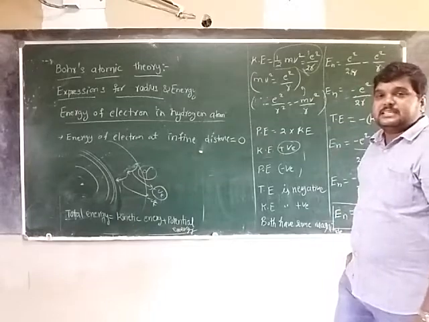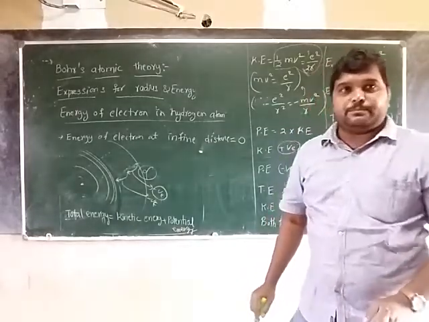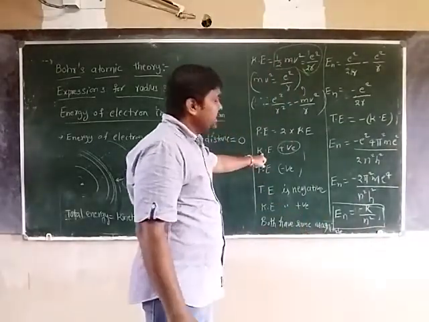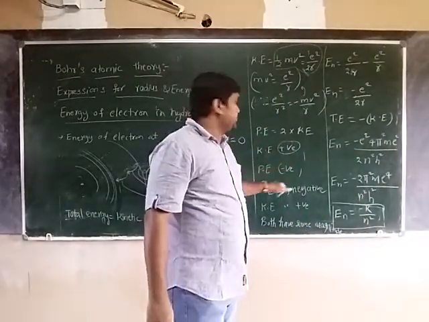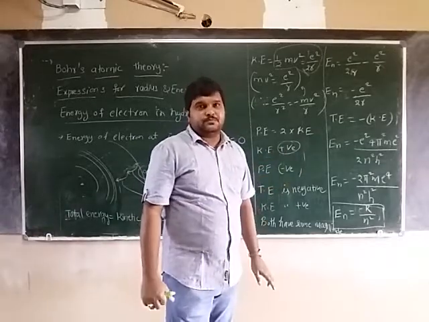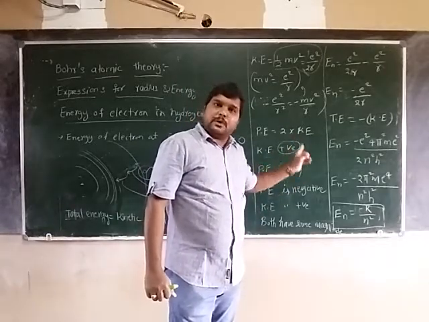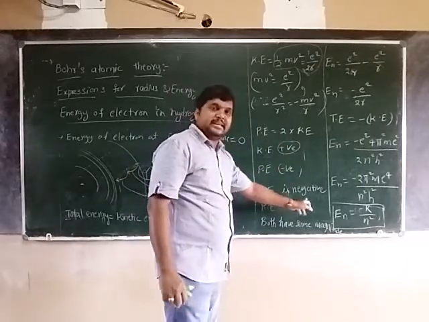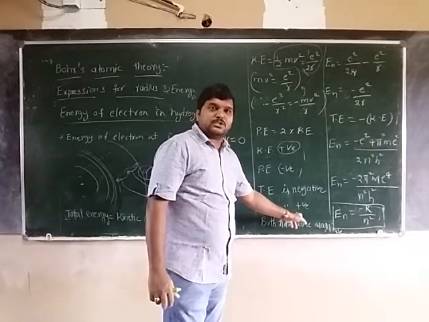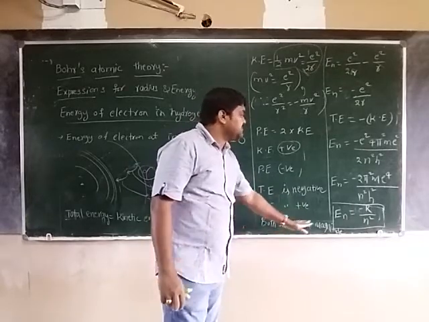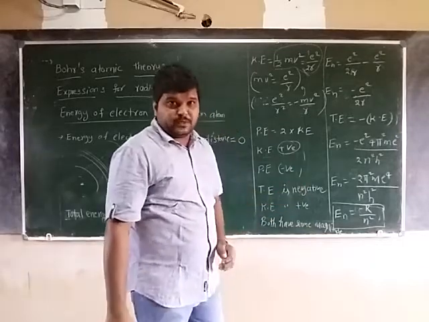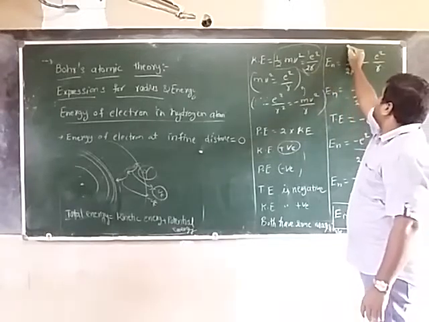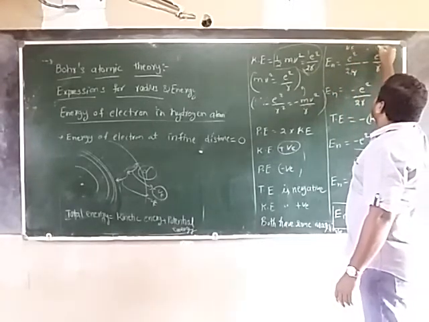Now potential energy is twice the kinetic energy. Kinetic energy is always positive. Potential energy is negative. Is it clear? Kinetic energy is positive, potential energy is negative. Now come to the point. Total energy is negative, kinetic energy is positive, and both have the same magnitude. Sir, how can we explain this one? So look at here. Total energy of the nth orbit is equal to kinetic energy plus potential energy.